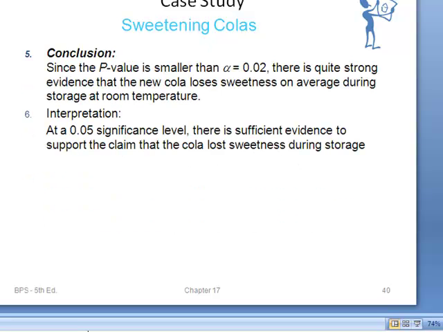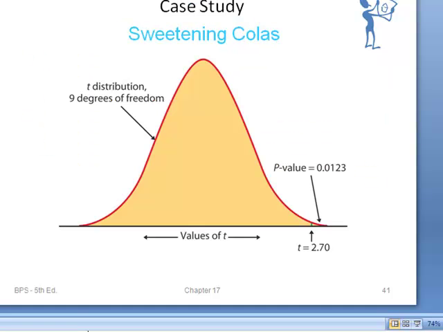So that leads us to step 5, the conclusion. Since the p-value is smaller than 0.02, there is strong evidence that the new cola loses sweetness on average during storage at room temperature. So our interpretation, which is very important, this is what you're going to need for your MINITABs: at a 0.05 significance level, there is sufficient evidence to support the claim that the cola lost sweetness during storage. And here's a nice picture of what's going on with the t-distribution of 9 degrees of freedom.